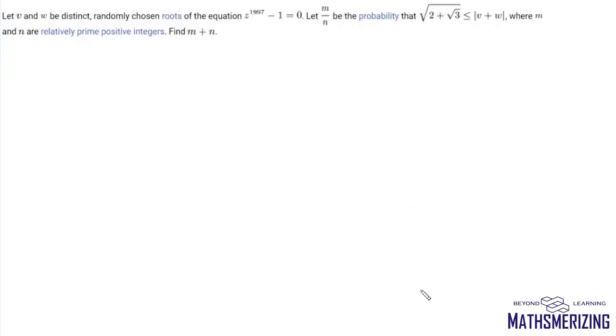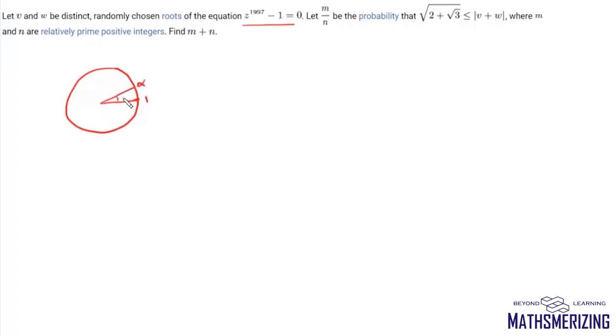Now here the question is, let V and W be distinct randomly chosen roots of the equation z to the power 1997 minus 1 equals 0, and let m by n be the probability that root of 2 plus root 3 is less than or equal to mod of v plus w, where m and n are relatively prime positive integers. Find m plus n. Now basically these are nth roots of unity.